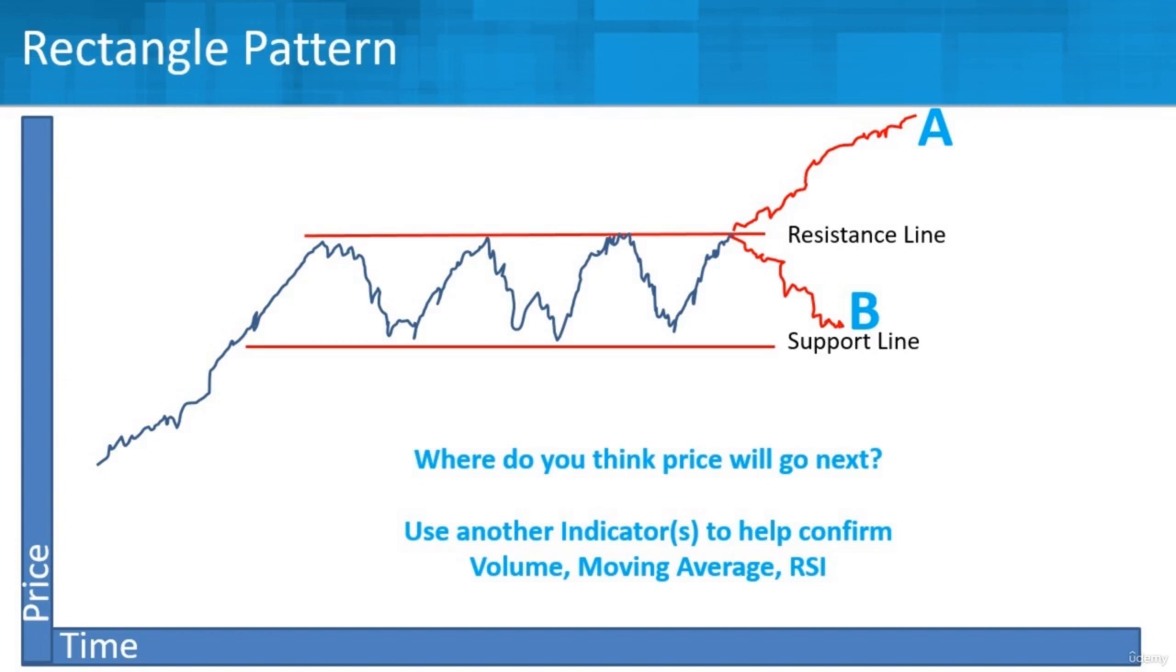And how you can really help confirm that when you reach, let's say, the top resistance line or support line is look at your other indicators to help confirm things around volume, moving average, relative strength index, things that you're learning in the course, where it'll also give an indication of like, oh, this is a buy opportunity or a sell opportunity. So use those other indicators to help confirm that you'll learn in the course what might happen here.